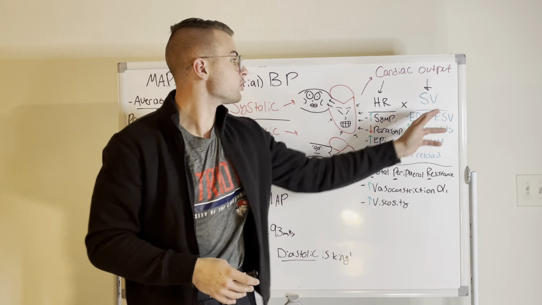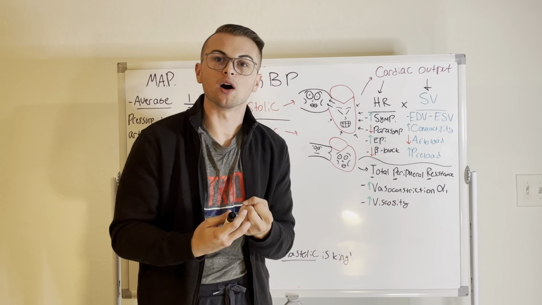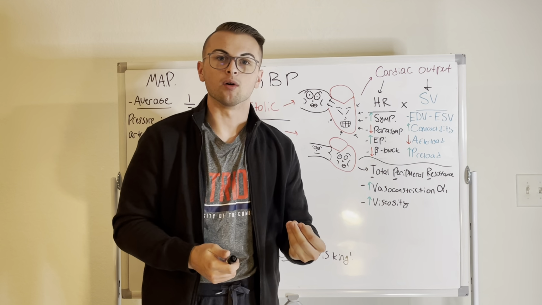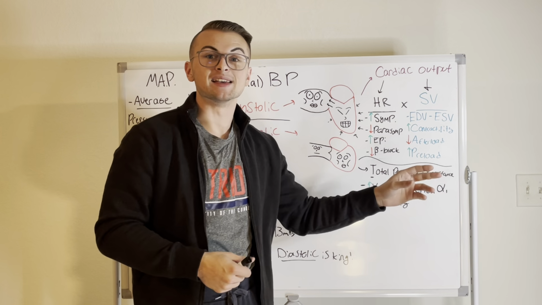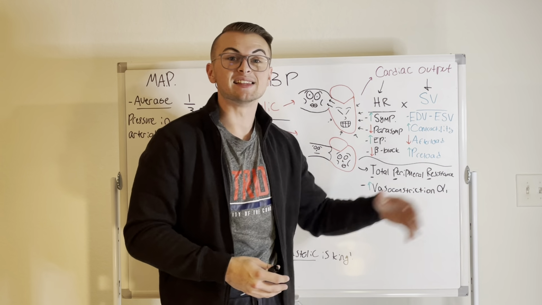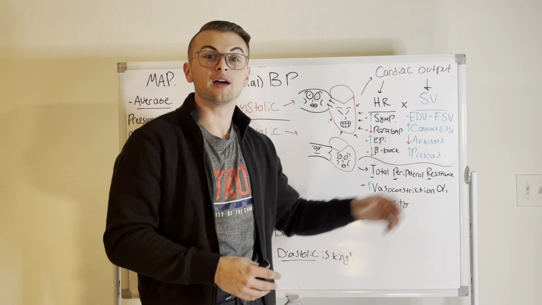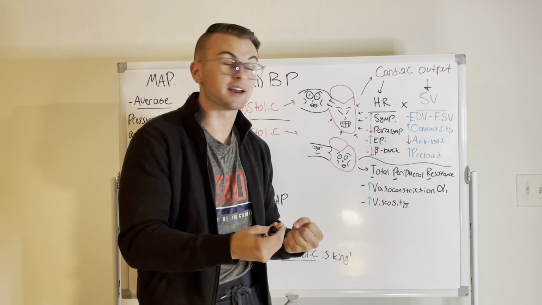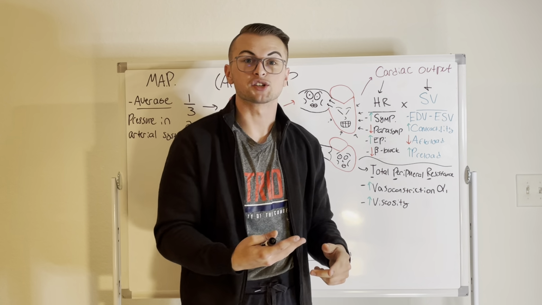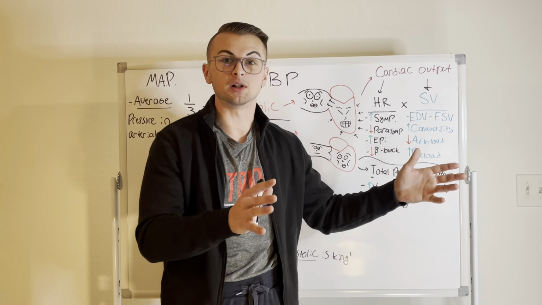Now, what about stroke volume? How do we change the amount of blood that our heart squeezes out? Well, stroke volume is end diastolic volume, what we start with, minus end systolic volume, what we end with. Or the amount of blood that started minus what is left after contraction. So this gives us an amount that's usually around 70 milliliters.